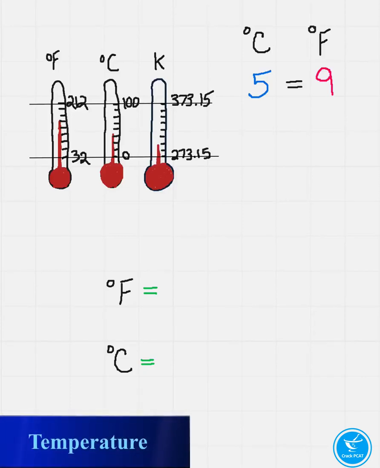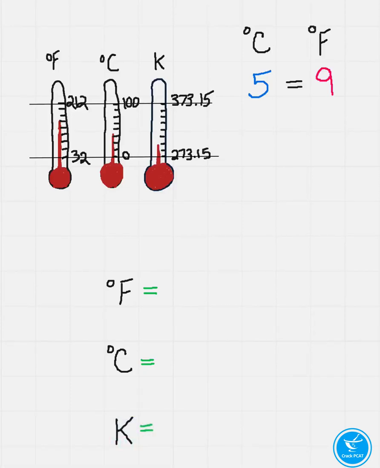Temperature is the measure of how hot or cold something is. But from a chemistry perspective, what are we really saying? Temperature is the measurement of the direction of the flow of heat. Now the SI unit for temperature is the Kelvin, represented by the letter K.